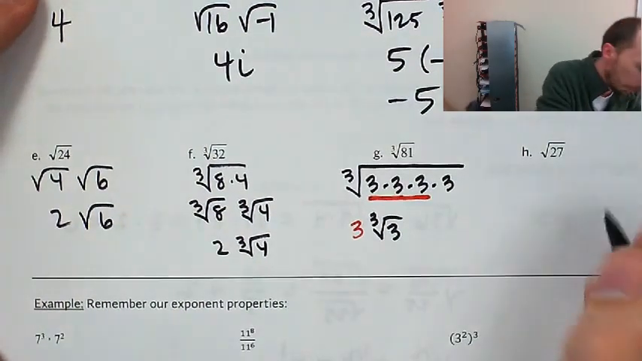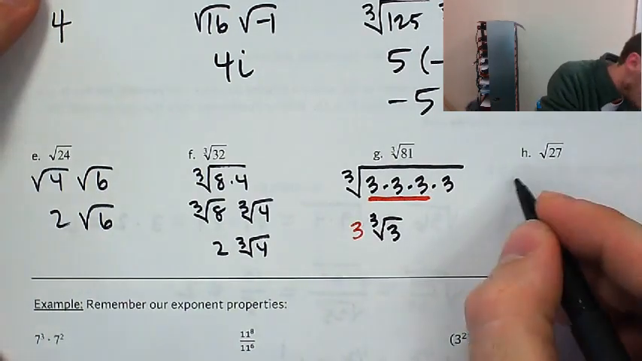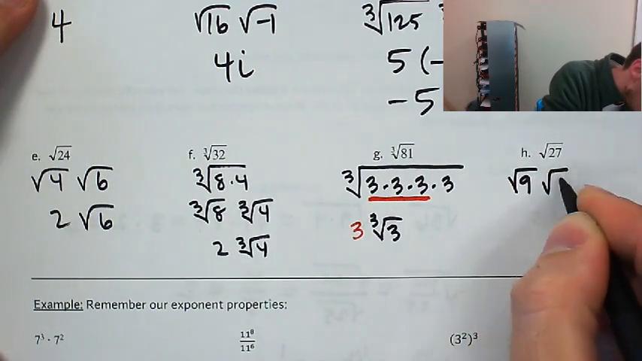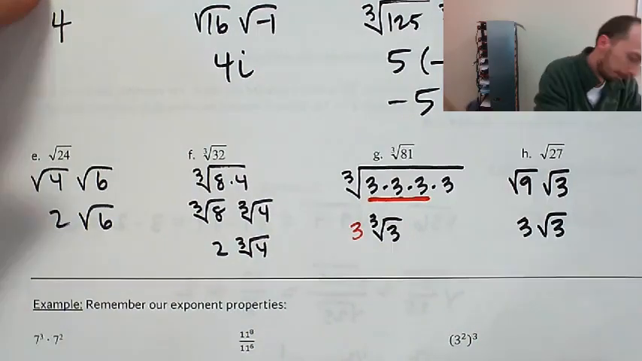Okay, and then the last one, square root of 27. I'm thinking what divides 27 that's a perfect square? 9. Okay, so square root of 9, square root of 3. Square root of 9 is 3, so I'd have 3 root 3.